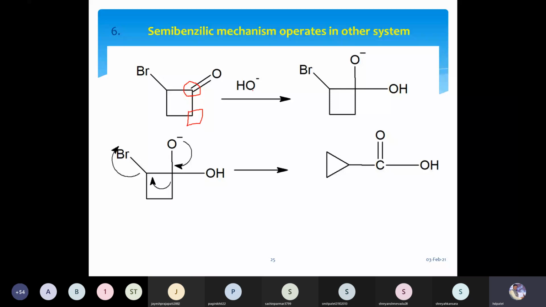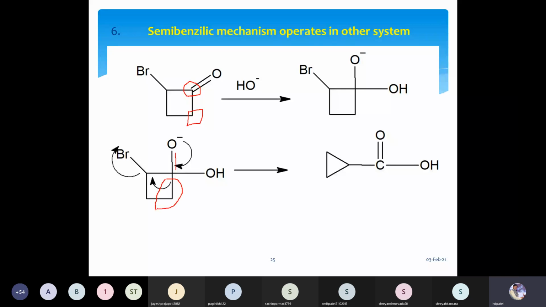If OR is there, then it is a different thing. But if OH minus is there, then it will follow the pathway of the semi-benzylic acid rearrangement. It will attack on this position, and due to the attachment, OH is attached to the carbon and the oxygen has a negative charge. But this oxygen will again convert into C double bond O. When it converts into C double bond O, a new bond forms over here, and as a result the valency of this carbon becomes 5. So this group will migrate with its electrons.